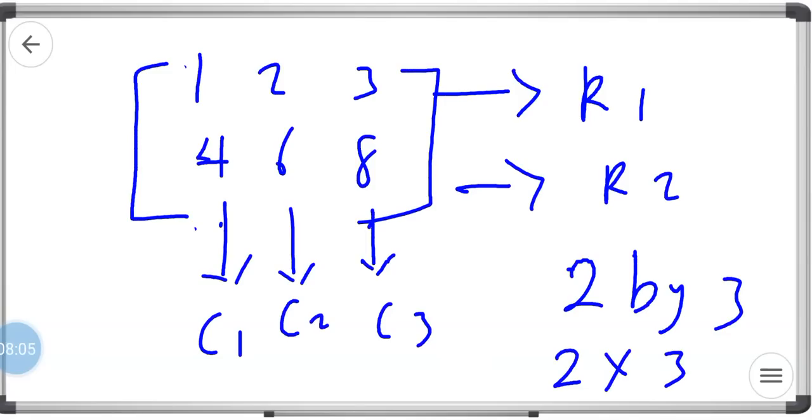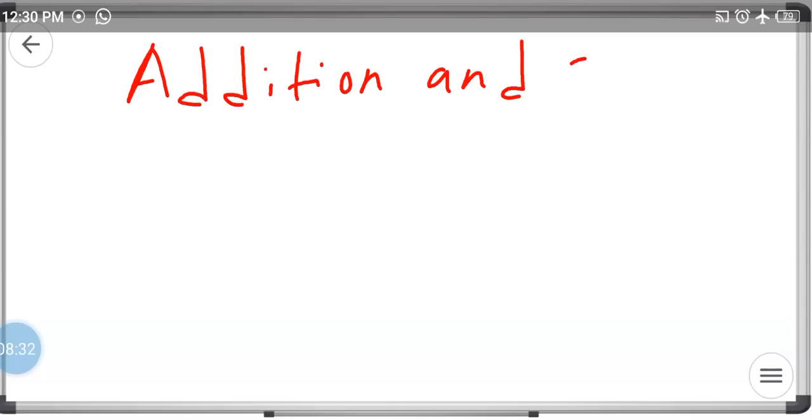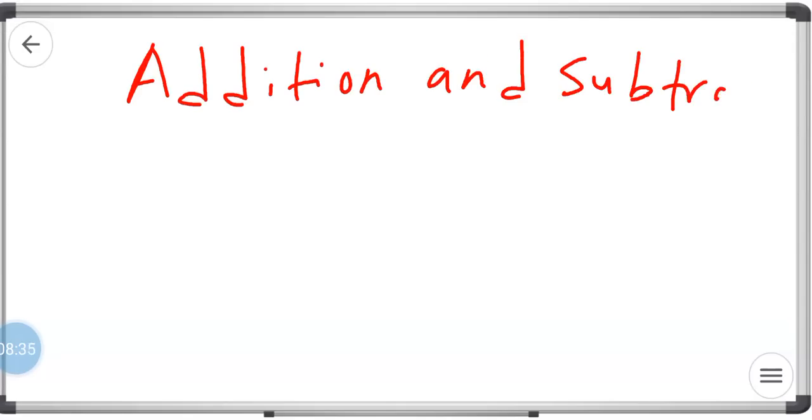So now quickly, let's move to the next one, where we'll be talking about addition and subtraction of matrices. So that's the next one. Let me use another color. Okay. So addition and subtraction of matrices.